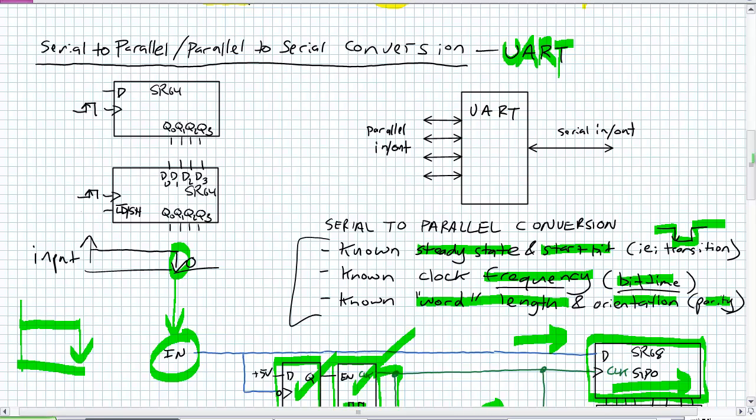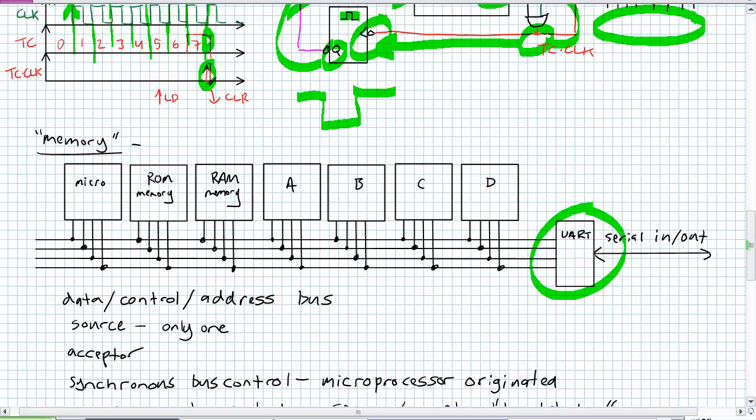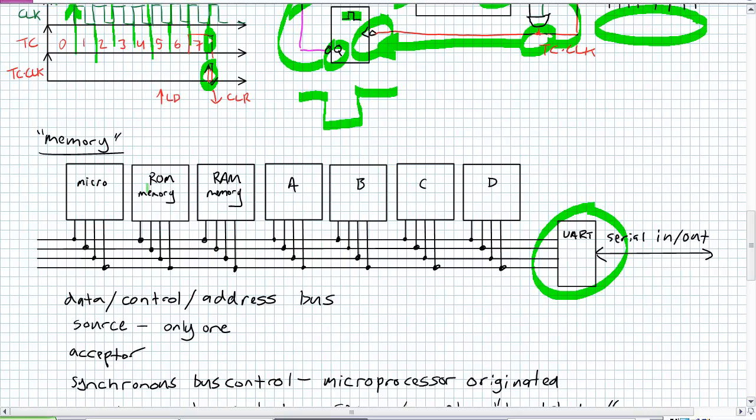So what I can do is I can take parallel inputs and send it somewhere on a serial line. That same serial line, however, can be used as an input, and then the UART, what does it do? It takes it and converts it to a parallel out. And you may ask yourself, where does a UART typically show up? And it shows up on a bus. And your next question might be, what's a bus?